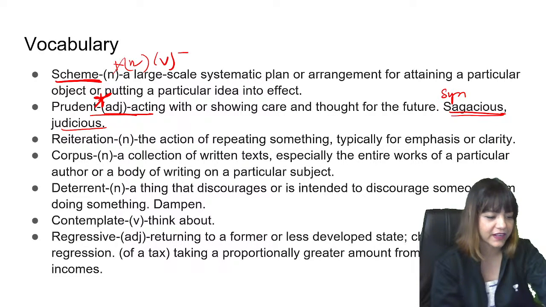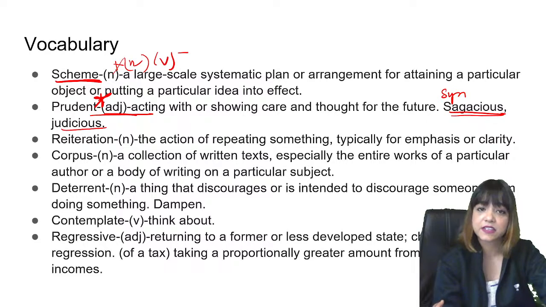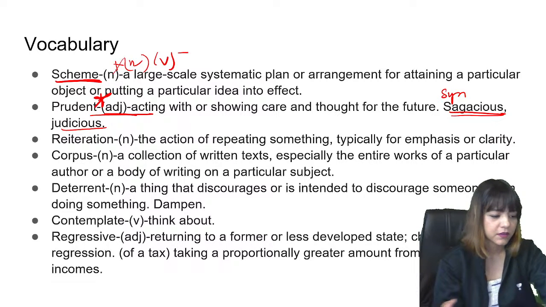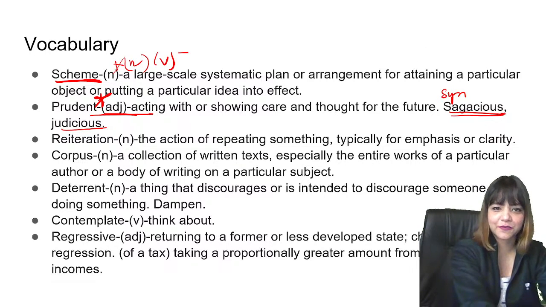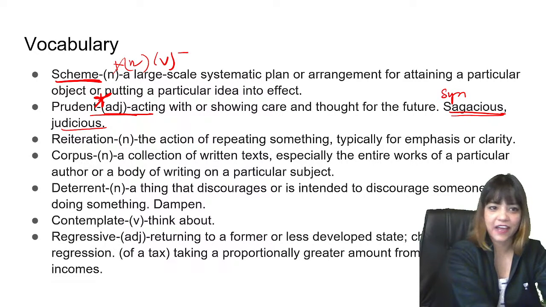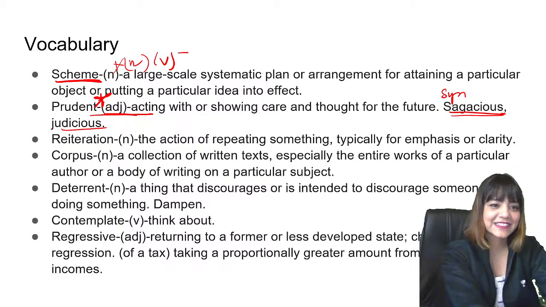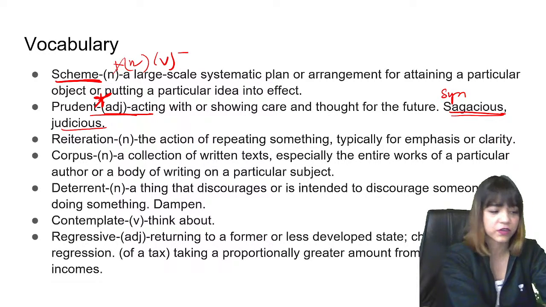The government provided a scheme for gas cylinders for poor people. Very nice, Alpesh. Good job. What about the rest of you? What are you waiting for? Start making sentences. I've given you two wonderful words, scheme and prudent. And you can also make sentences with sagacious or judicious, okay?